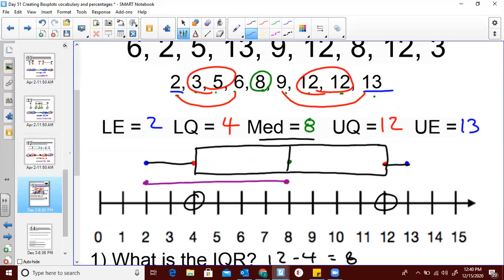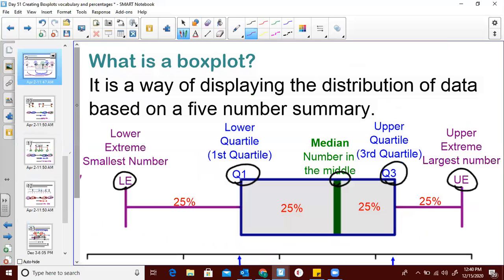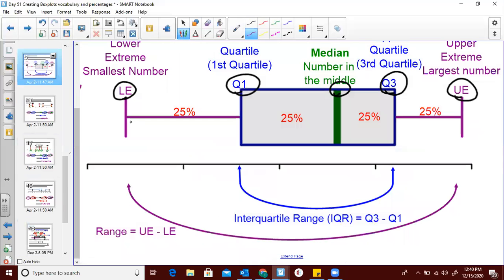Well, in the diagram that I keep telling you to make sure you use, you notice that the area between your lower extreme and your first quartile is 25%. The area between your first quartile and your median is 25%. The area between your median and your third quartile is 25%. And the area between your third quartile and your upper extreme is 25%.